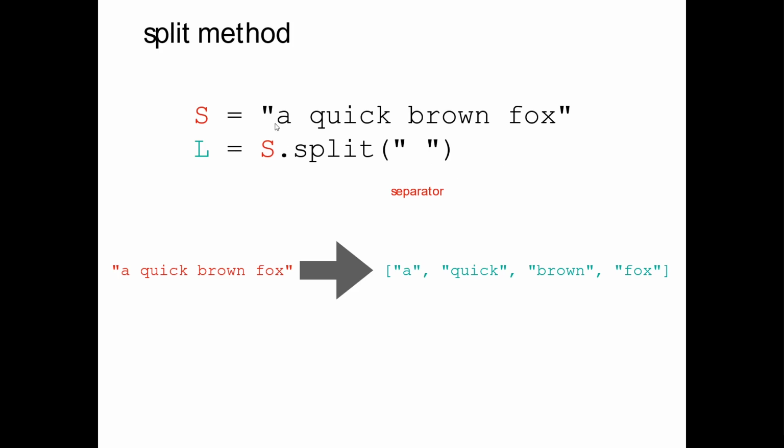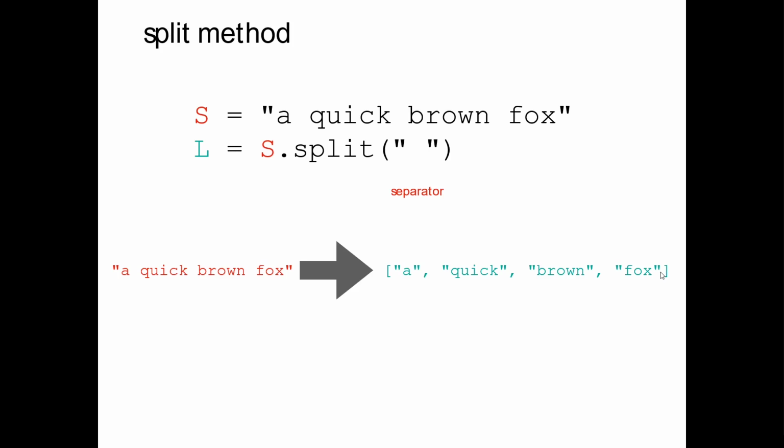So it's going to read the first character, find the space. This will be the first item in my list. It's going to be the word A. Then the second item in the list at index 1 will be the word quick. It finds another space. This is going to be the third item. Brown finds another space, fox. So it's basically creating this list of strings.